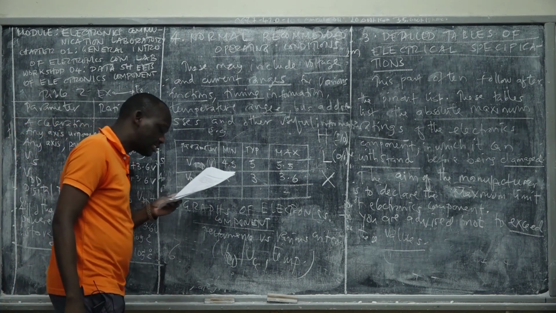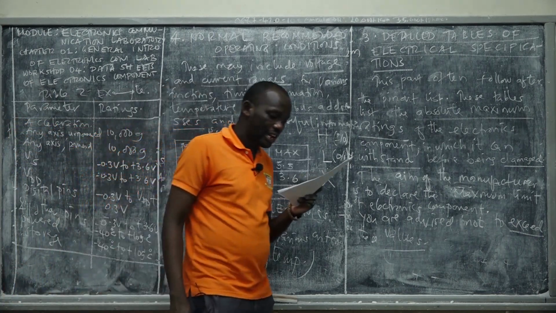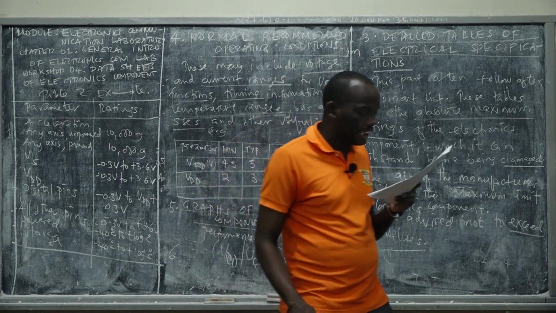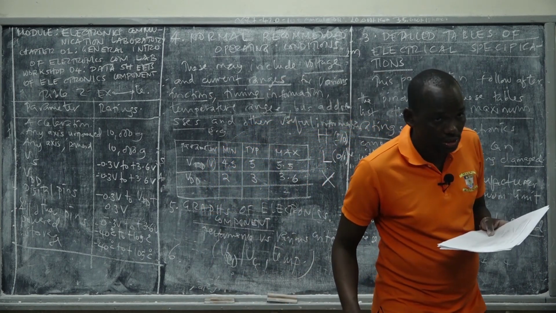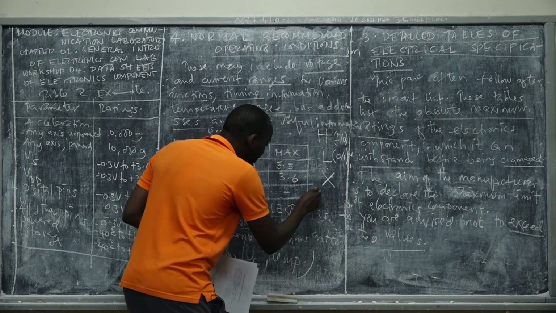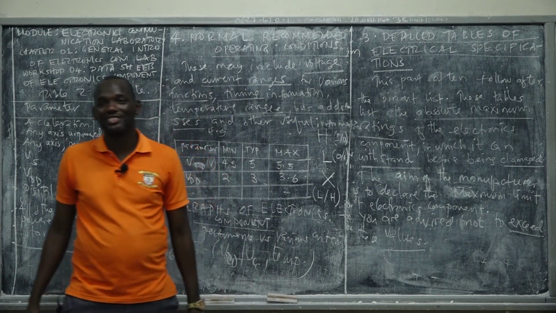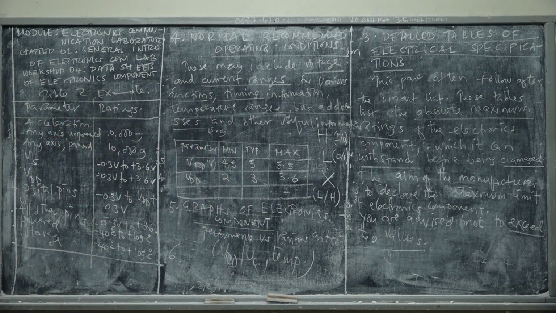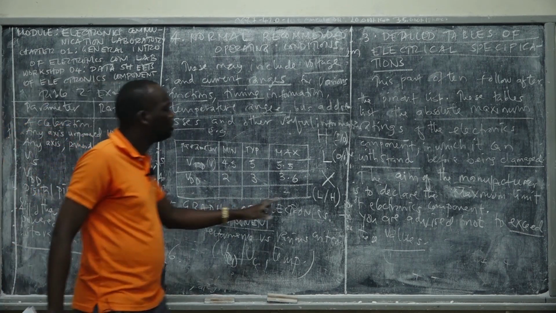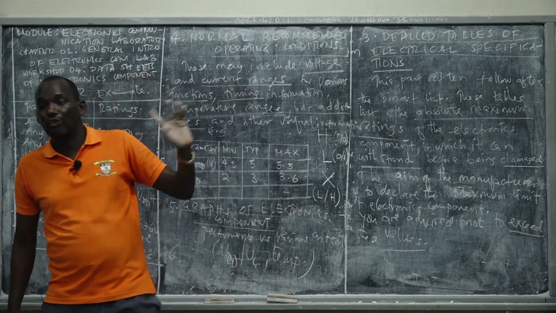X means that the digital component doesn't care what the input is. The input could be either low or high. That's the meaning of X. When the input is high, then it's high. When the input is low, then it's low. We have X when the chip, the digital IC, doesn't care about the state of the input.